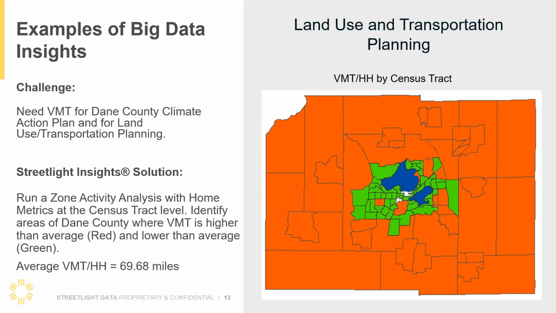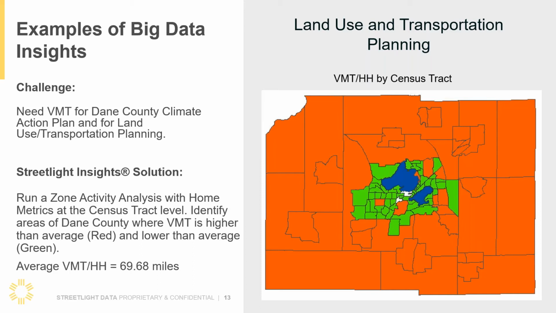And it's also needed for good sustainable land use and transportation planning, and it's a good sustainable practice to try to steer new developments in areas with lower VMT. So on this slide, you're seeing census tracts in Dane County, and areas in red would be those tracts where the VMT per household is higher than the average for the county, and the green would be where it's lower.